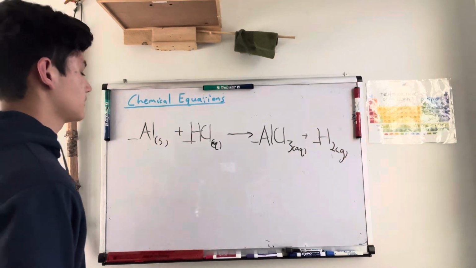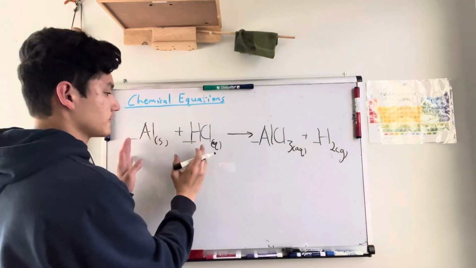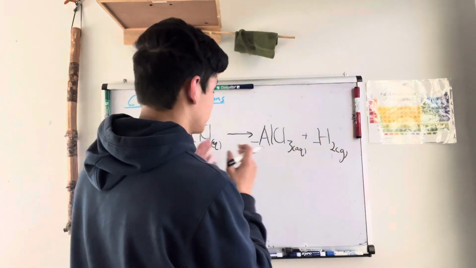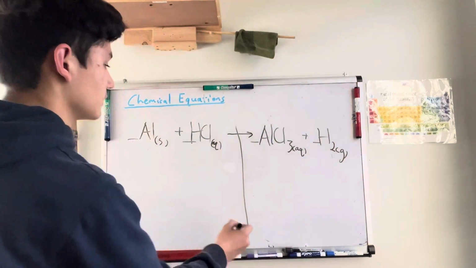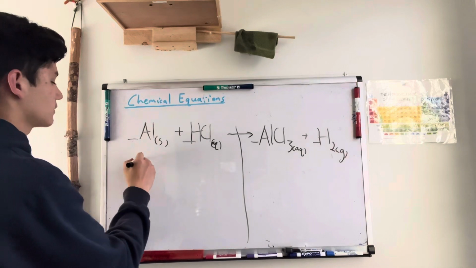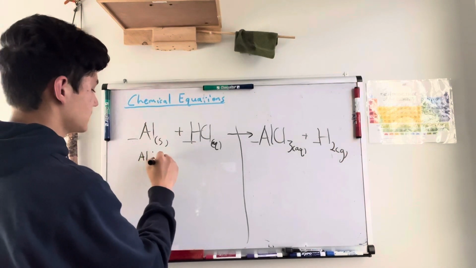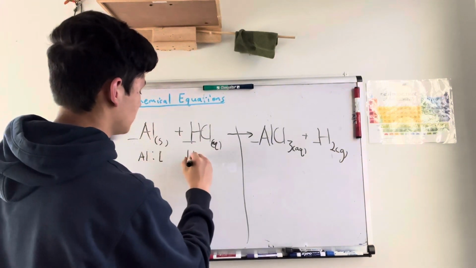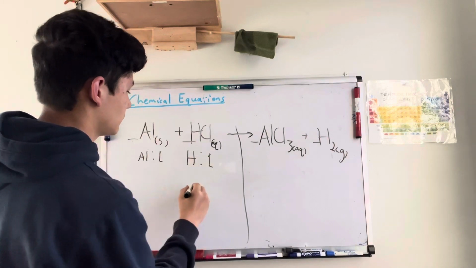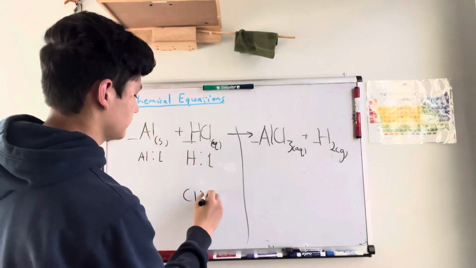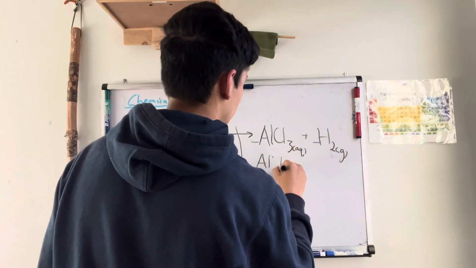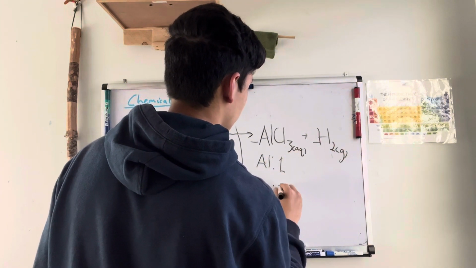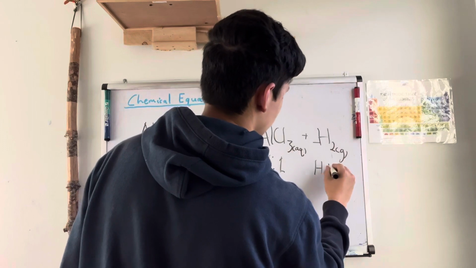Okay, so this is a little bit more difficult because we have two reactants going in, and then two products coming out. So we have a lot more to deal with here. So as per our convention, let's list the atoms. We have one aluminum, one hydrogen, one chlorine, one aluminum, three chlorines, two hydrogens.